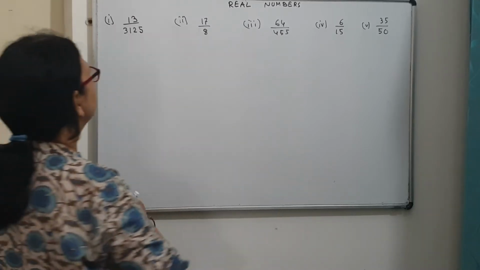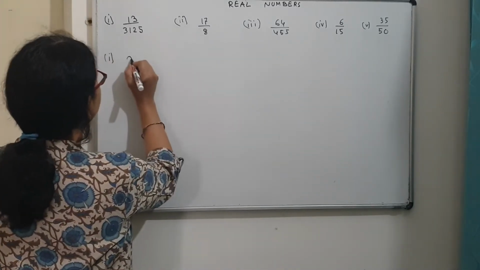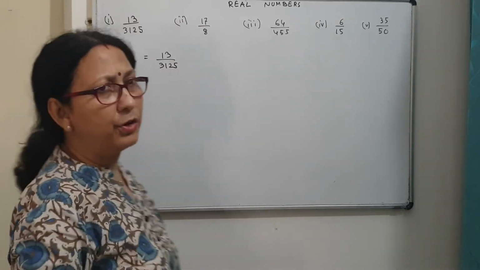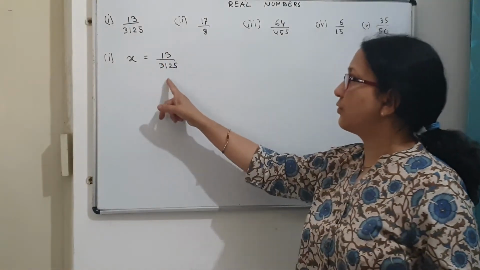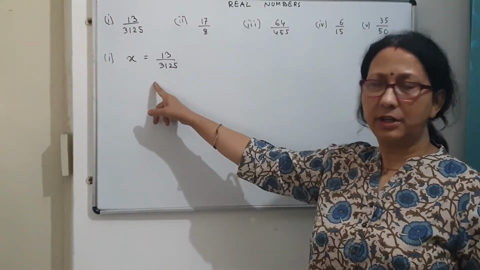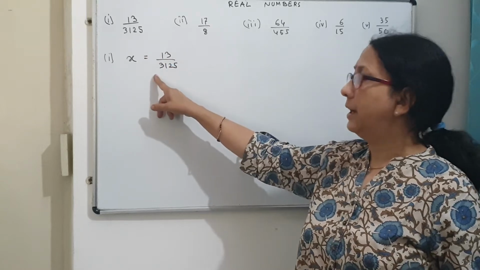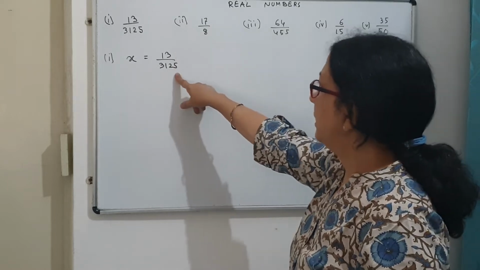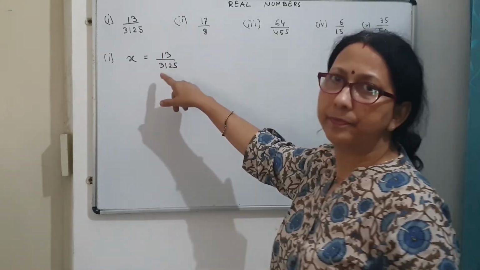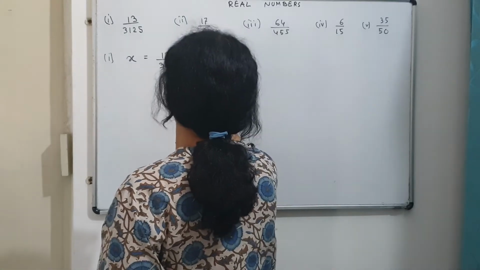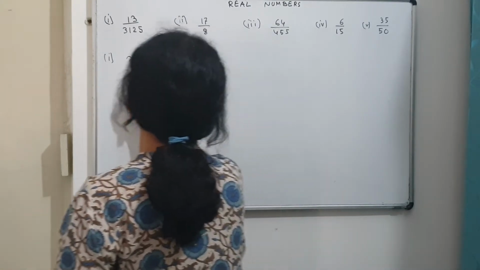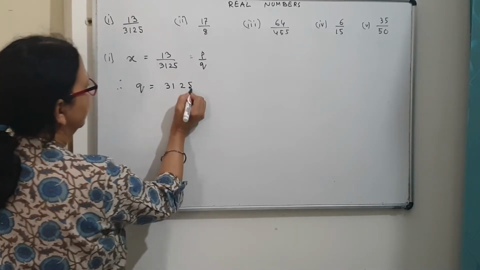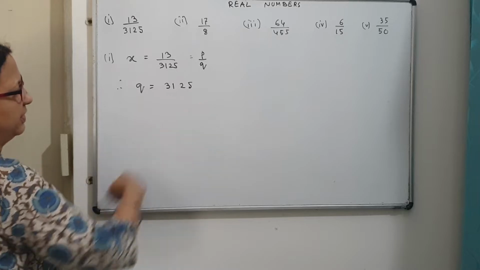So let us try the first one. The first part, the rational number is 13 by 3125. Now first of all, you have to check whether it is in the lowest form. If it is in the lowest form, then only I can take them as p by q. And then I have to look for the prime factorization of q. So obviously, I think they are co-prime, so it is in the form p by q. So therefore, what is q? q is 3125. So now I have to find their prime factorization.